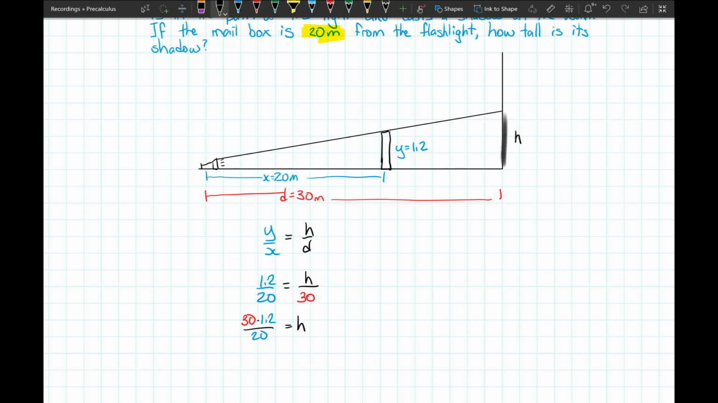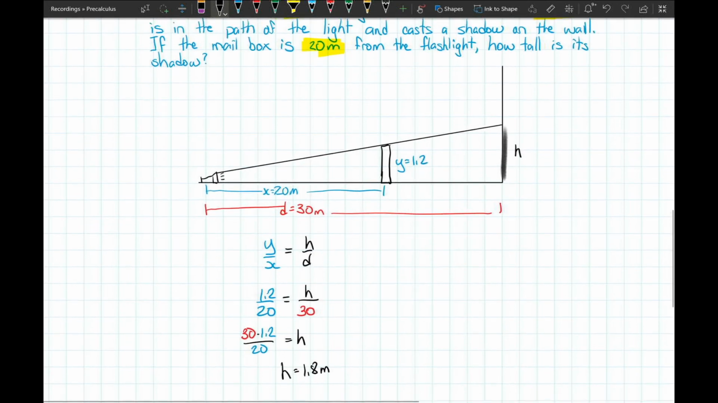Maybe you need a calculator, or maybe you can simplify. 30 over 20 is 3 halves, and 3 halves of 1.2, what does that get you? And you can verify this. That height would be 1.8 meters. Now, before you call it done, again, just make sure you've actually answered the question. How tall is its shadow? Well, okay, we've got the answer, 1.8 meters.